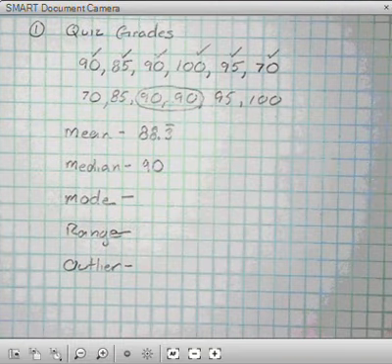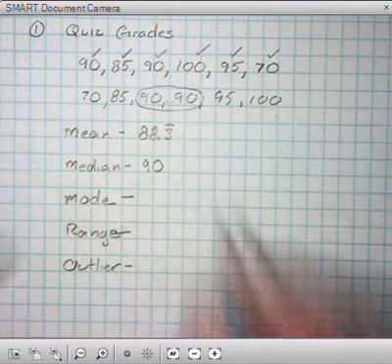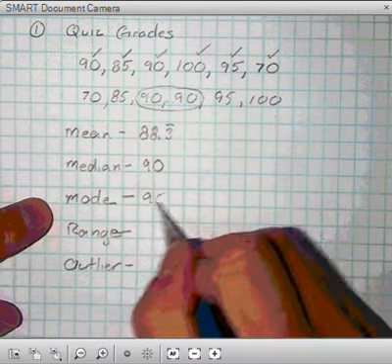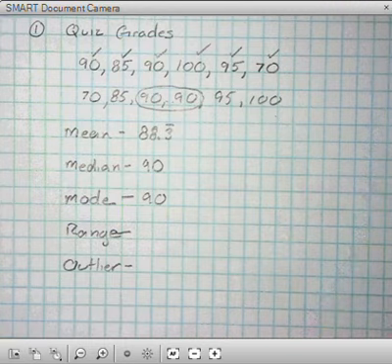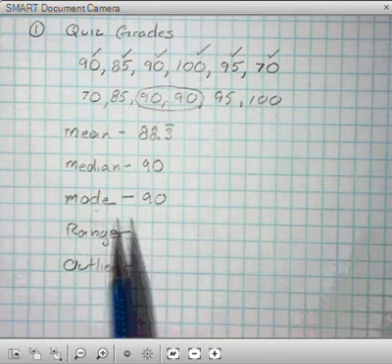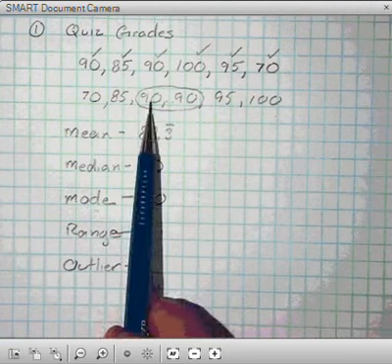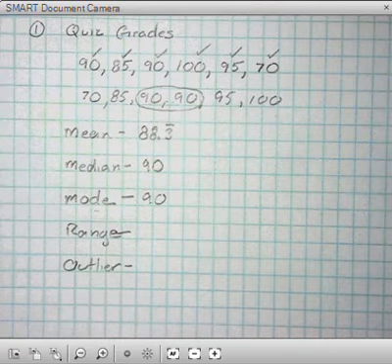What is the mode? Who's got it? Tyler? 90. How do you know it's 90? Yeah, that's right. The mode is the number that occurs the most often. So when we look at this, there's a 90, there's a 90, there's 2 90s, which is more than all of your other numbers. What about the range?